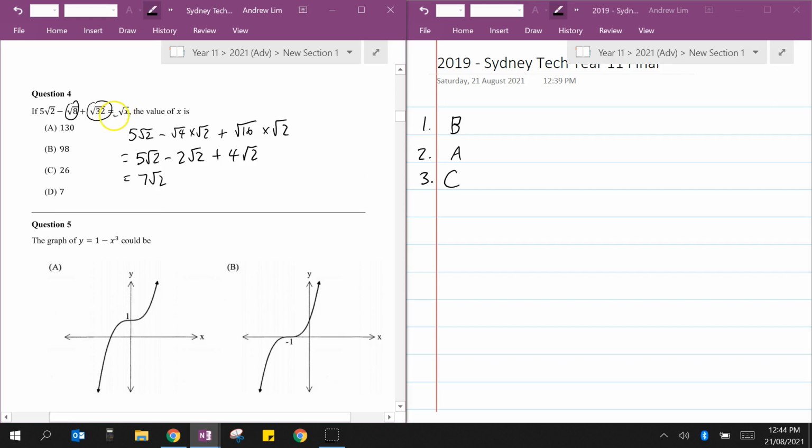That leaves me with 3 plus 4 is 7 root 2. Now there's nothing in front of this. It's just a 1. So we need to put this 7 underneath the square root sign. So we need to times the 2 by 7 squared. So that has to be root 98. 2 times 49 is 98, so the answer is B.